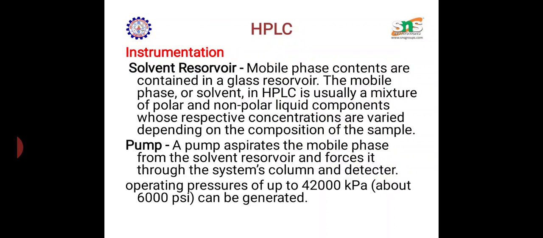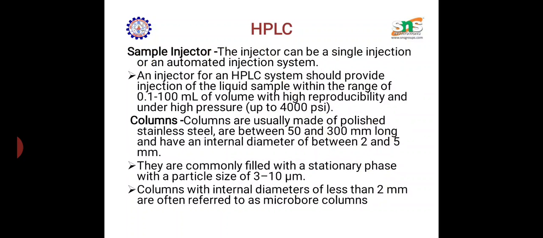Inside there is a pump, which aspirates the mobile phase from the solvent reservoir and the sample. It works under a pressure of 42,000 kilopascals, so about 6,000 psi. Then the sample injector. The injector can be a single injection or automated injection. The injector of HPLC systems is provided with a range of 0.1 to 100 milliliters of volume that can be passed inside under high pressure.